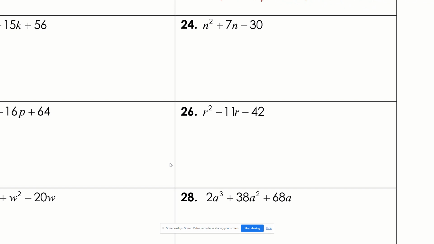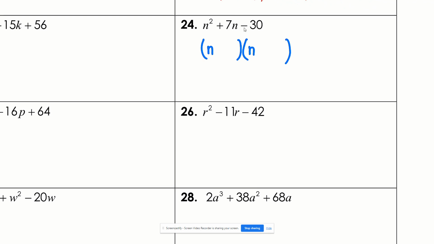So again, look at this. Always ask, is there a greatest common factor? Nothing comes out of n squared, 7n, and 30. So we're ready to roll. We're ready to break this down into 2 binomials. So what multiplies by itself to get n squared? N times n.